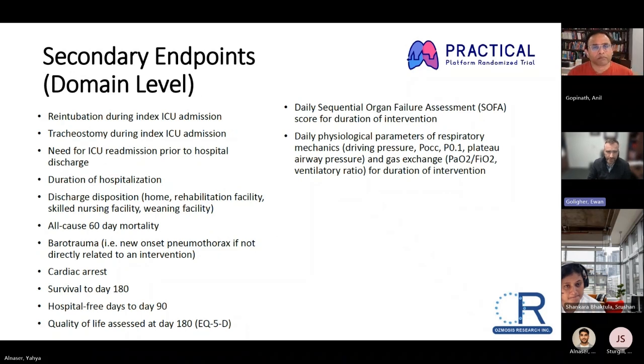Specifically in this domain, because it's focused on ventilation strategies, we're collecting outcomes including reintubation, tracheostomy, need for ICU readmission, the duration of hospitalization, where patients are discharged. We're also looking at all-cause 60-day mortality, barotrauma during the ICU admission, cardiac arrest during the ICU admission, and then long-term outcomes, including survival to day 180 and hospital-free days. We are collecting a number of physiological and organ function endpoints during the trial as well. So the SOFA score and some basic respiratory mechanics and gas exchange measurements.